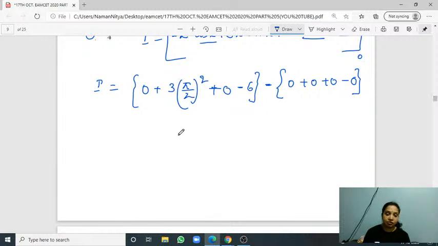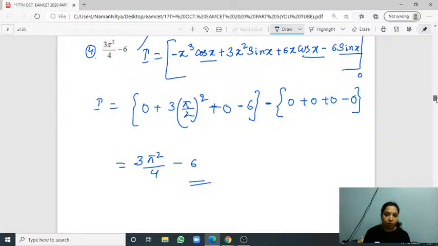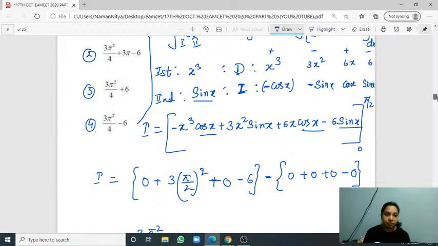So what is the answer we are getting for this particular question? 3 pi square by 4 minus 6. This is the answer. Which option is the correct one? 3 pi square by 4 minus 6 means the fourth option is the correct one. I hope it is clear.